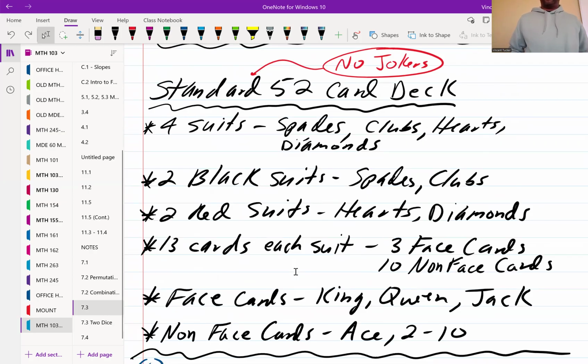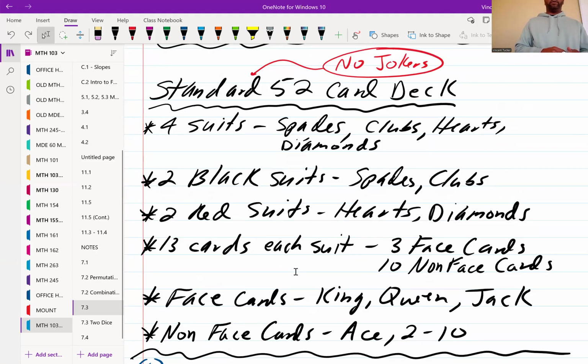So let's look at the standard 52 card deck. Pretty sure I saw y'all had a problem dealing with cards, so we'll talk about it. We have 4 suits. We never dealt with cards before. And standard means that there are no jokers. So we have 4 suits: spades, clubs, hearts, and diamonds. 2 of them are black, 2 of them are red. Spades and clubs are black, and the hearts and diamonds are red.